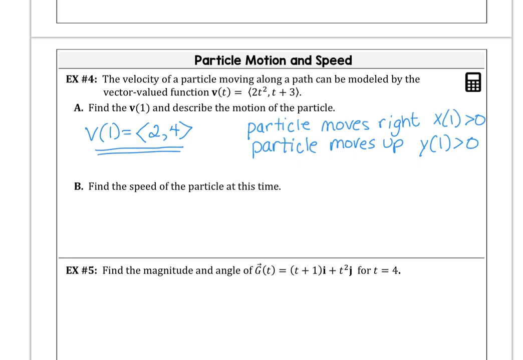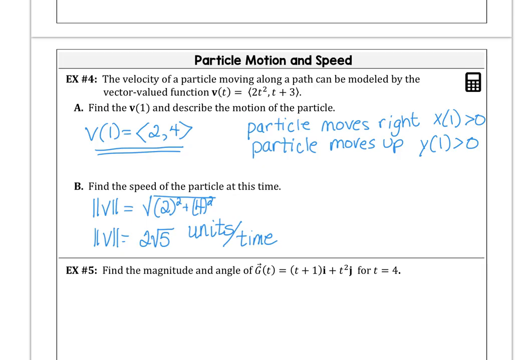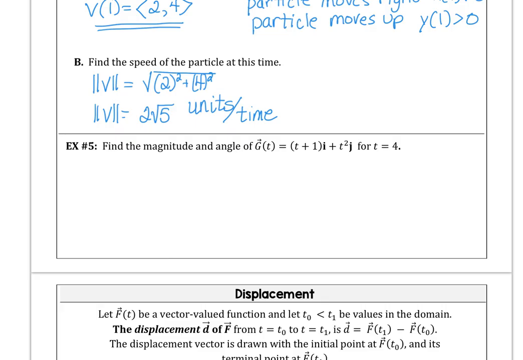Find the speed of the particle at this time. The magnitude of vector v is the square root of 2 squared plus 4 squared. So that's 4 plus 16, that's 20. The magnitude of vector v is 2 square roots of 5, or the square root of 20, units divided by time. In example 5, we want to find the magnitude and the angle for g of t at t equals 4.